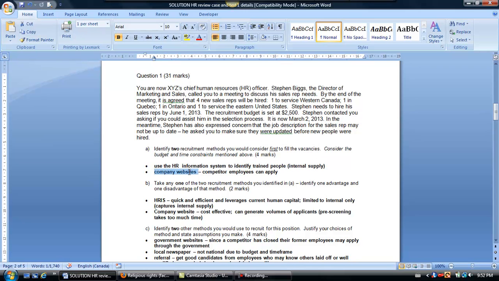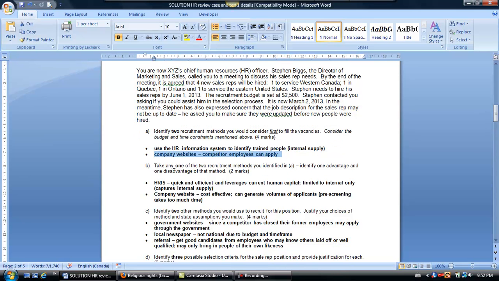Company website is also a good way because, again, we know that there's been a downsizing and one of your competitors is now out of business. They may be checking the websites of competitors like yourself, and they might see an opportunity and apply. So that would save you a little bit of time and, of course, some money.